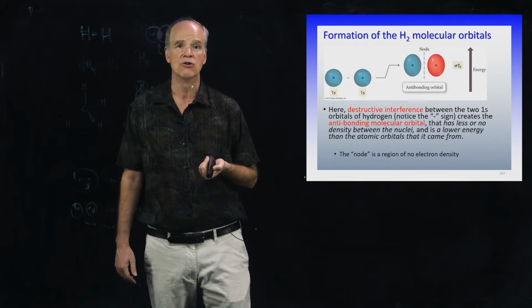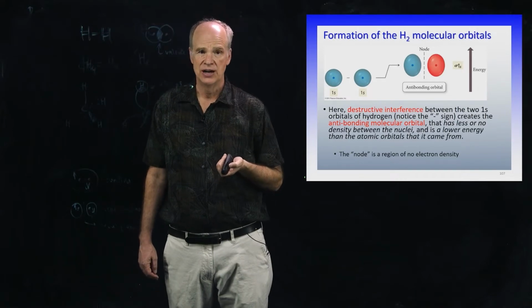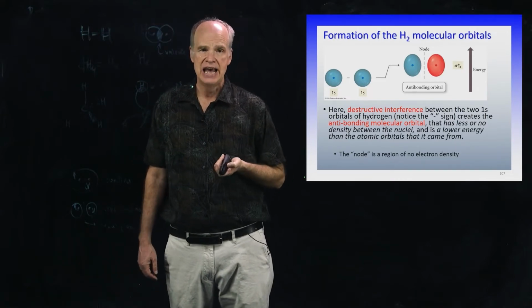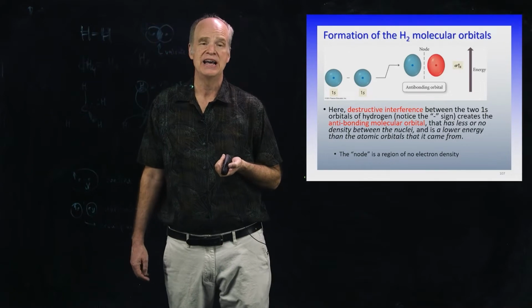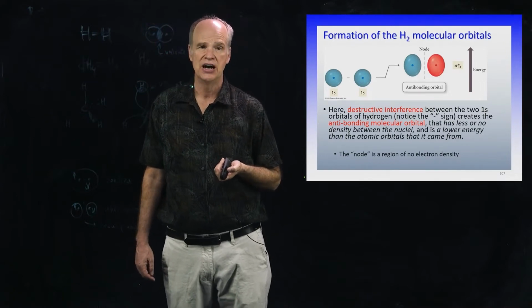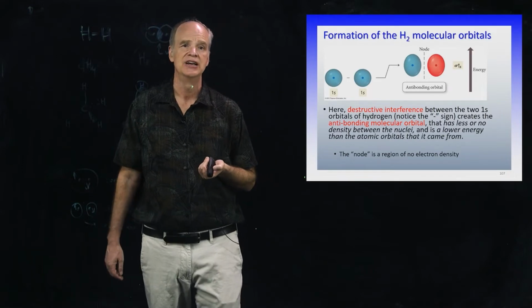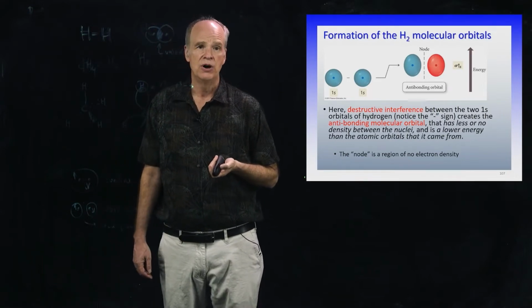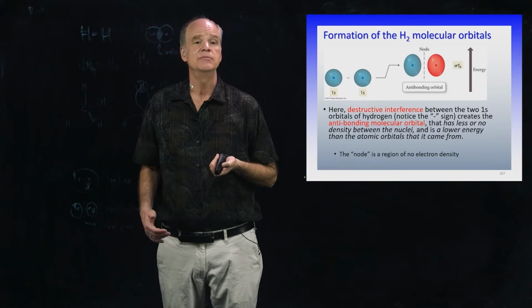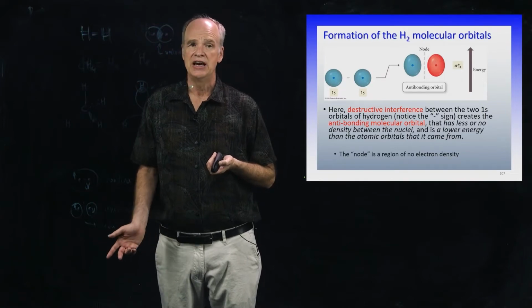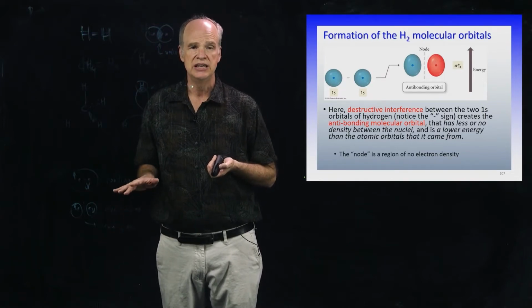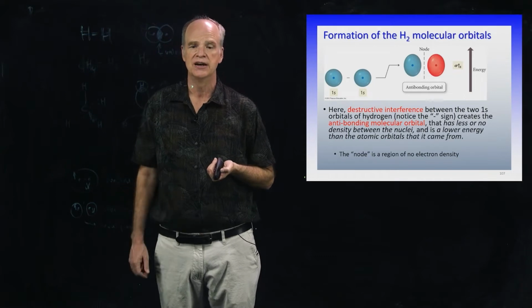Now here, important to know again, is that we've described this process of forming the antibonding orbital on an energy diagram. You can see that the antibonding orbital has higher energy than the individual atomic orbitals it came from, which means that if you have electrons in the antibonding orbital, they will have a higher energy and be more unstable than if you had electrons in the individual, separated atomic orbitals.